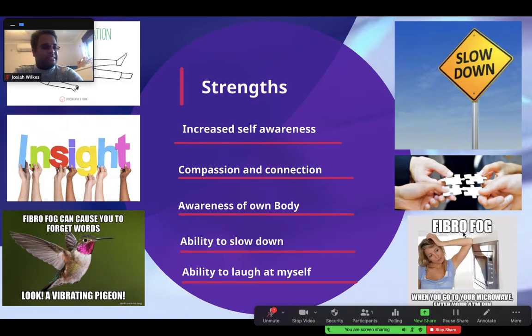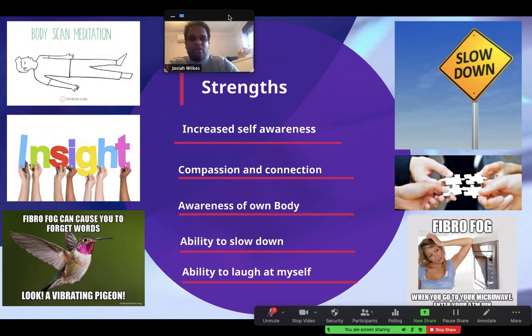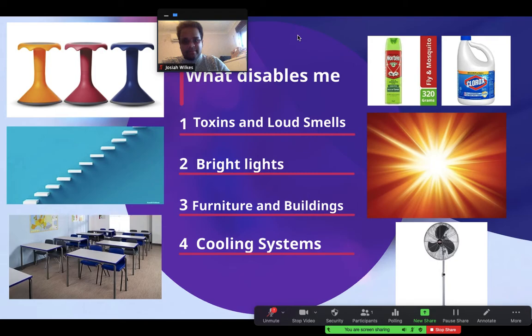And other friends that I've met that also have fibromyalgia, it seems the same sort of things. So it's important to think about what your child's strengths are and how their disability might have a positive aspect.